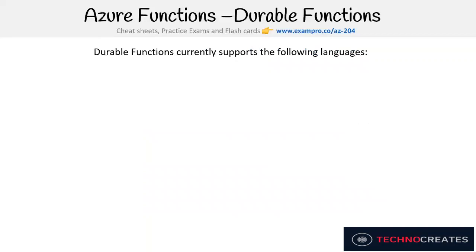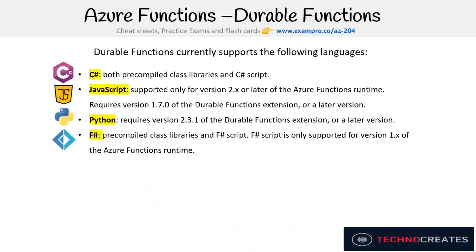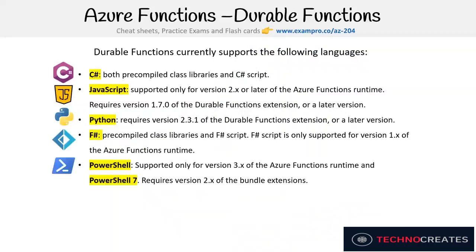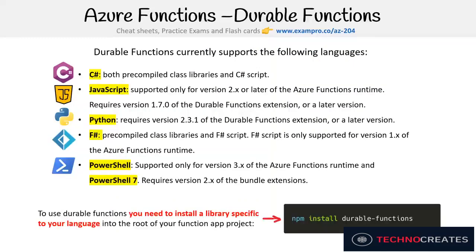Durable functions currently support the following languages: C#, JavaScript, Python, F#, PowerShell, and PowerShell 7. To use durable functions, you need to install a library specific to your language in the root of your function app project, such as npm install durable-functions. So there you go.